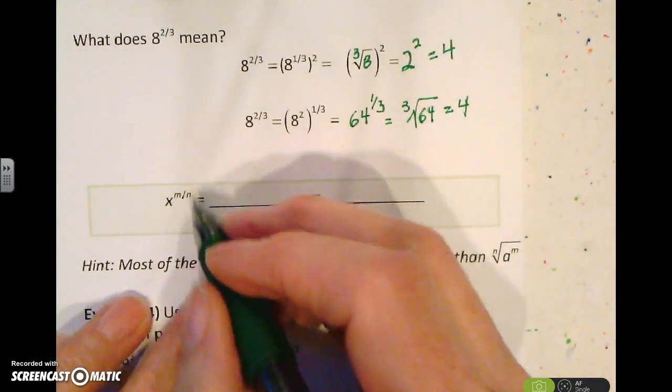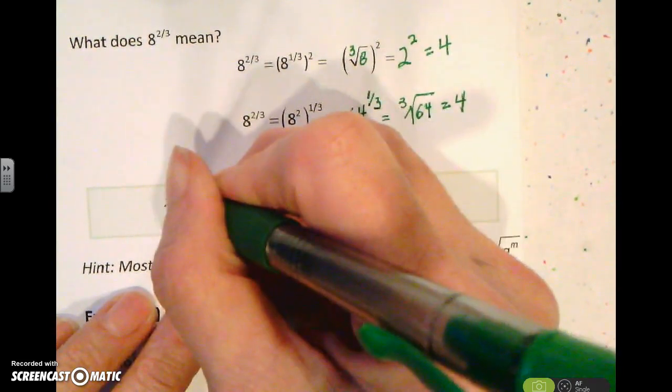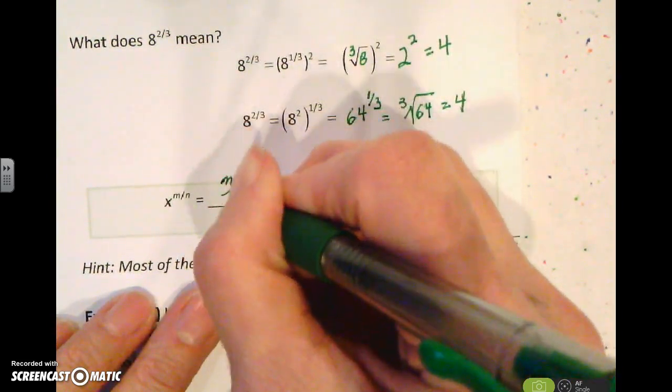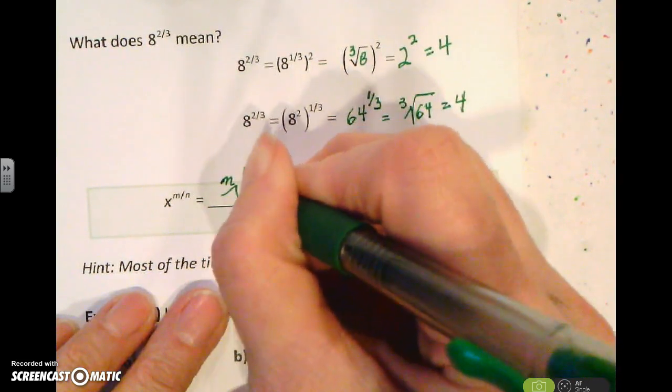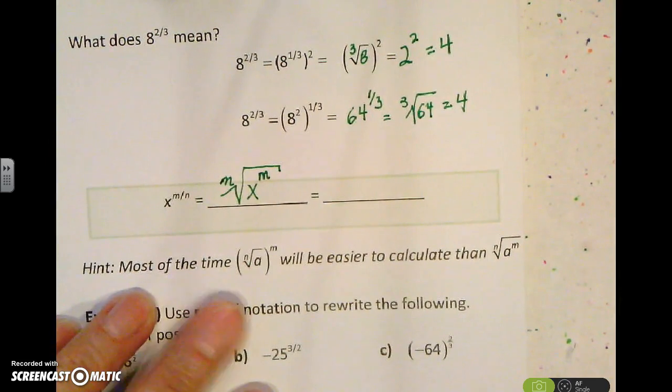So x to the m over n is going to look like this. Again, the denominator is going to be the index, so it's going to be the nth root, and then x to the m power is going to go inside.